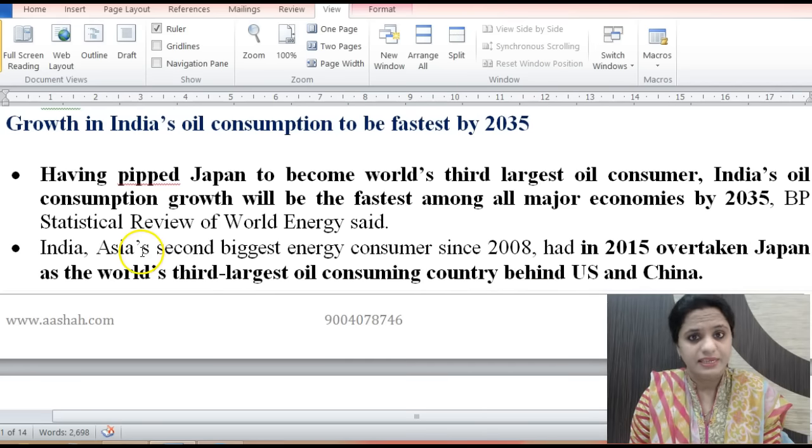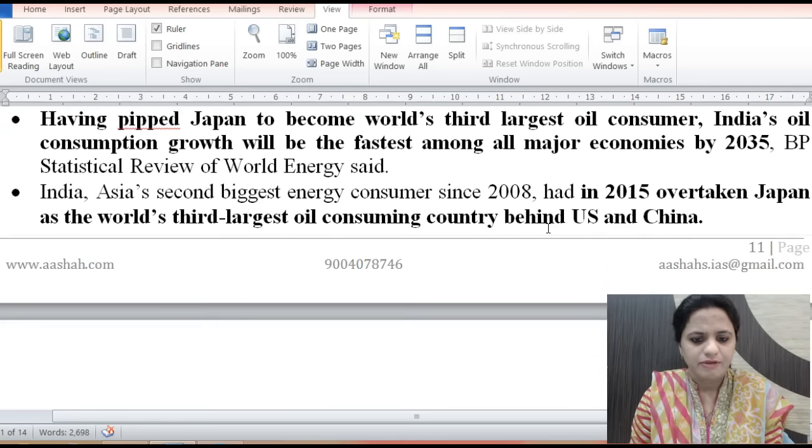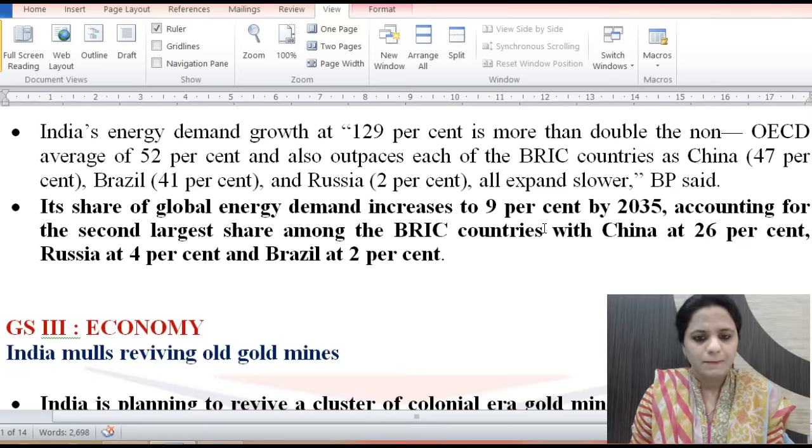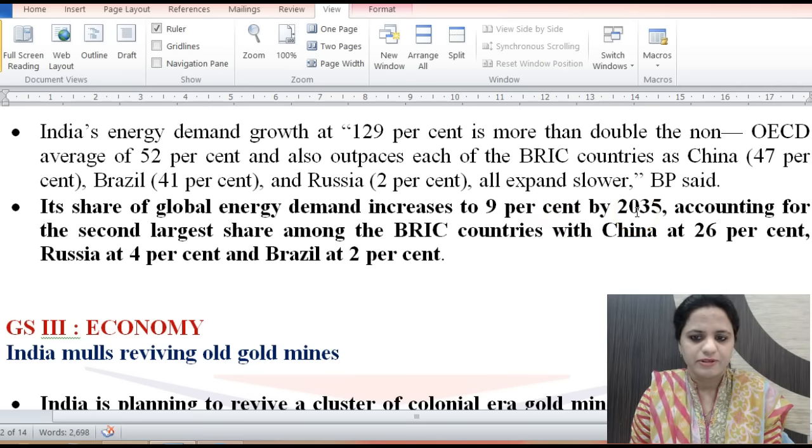So India is Asia's second biggest energy consumer after China. So now in 2035, again we are set to become the world's third largest oil consumer. It is because of the fast growing economy that this will be the status which we would have. So this shows our dependence on oil as such too. India's share in global energy demand will increase to 9% by 2035, while for China it would be 26%.